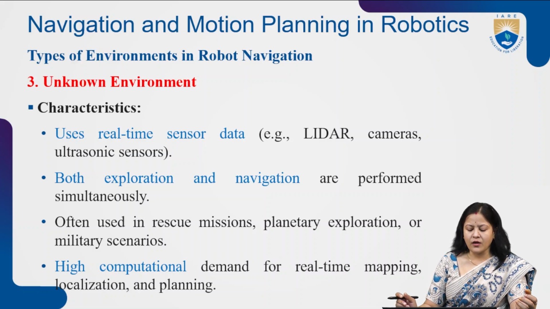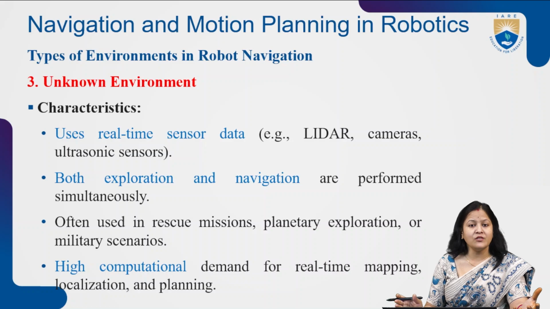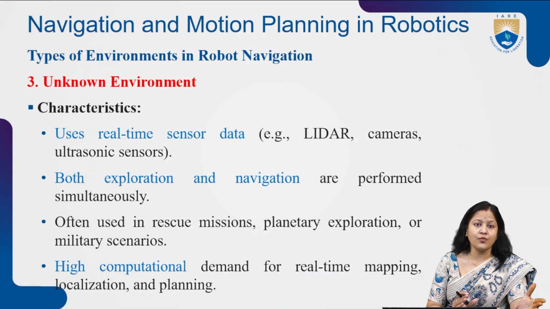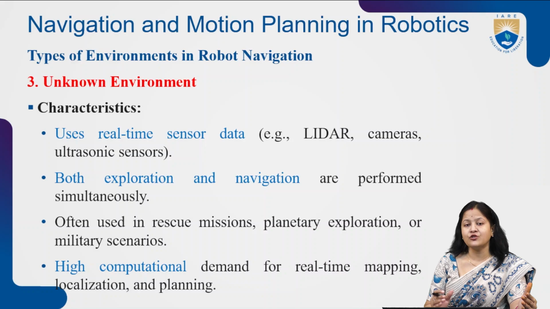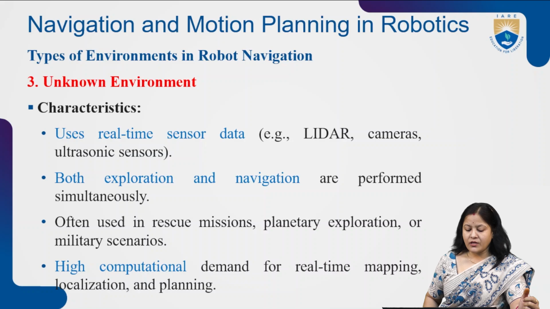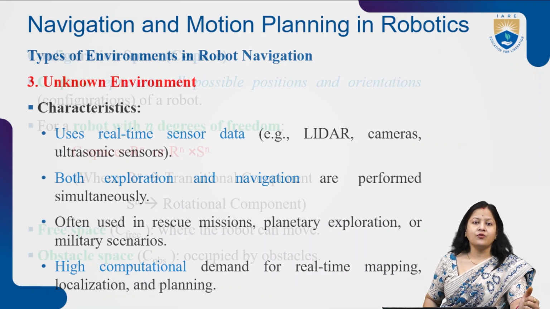Why does high computation mean heavy resources are required for performing this task? High computation, in the sense, means more processing power is needed, more electricity is needed, more systems are needed, and more space is also required, and more time is also required. So everything is required more compared to other environments where the robot works, especially the unknown environment, as the robot has to explore from scratch to the destination. That is why everything is needed with high computation. So these are the characteristics of the unknown environment.